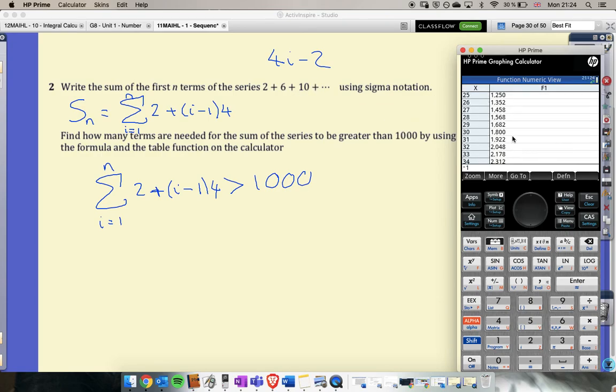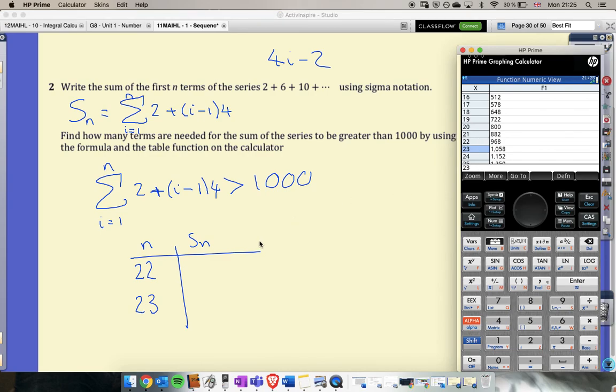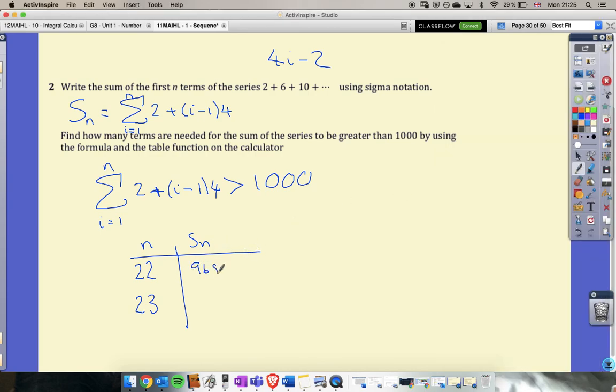So what I want to find is how many terms we need to get to above 1,000. I need 23 terms. So what would be sensible is to just draw out a couple of the results. So I'll do one below and then the one we want. So when it's 22, I get 968. When it's 23, I get 1058. So how many terms are needed? 23 terms.